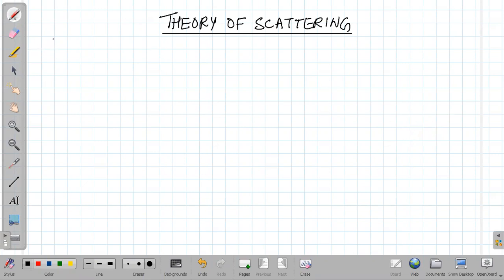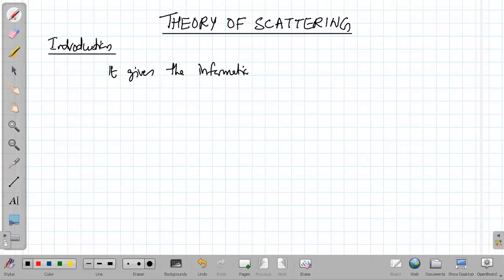The scattering phenomenon is a very important phenomenon in physics. Why it is important is that it gives the information about the interaction between particles.